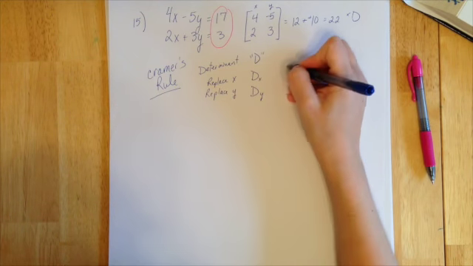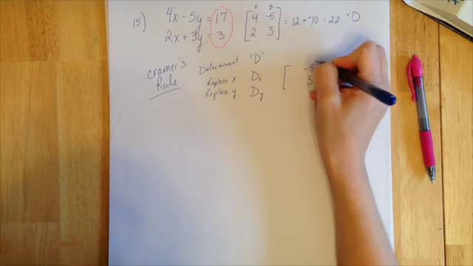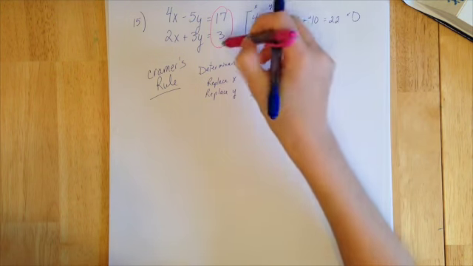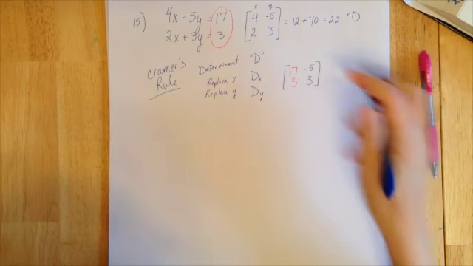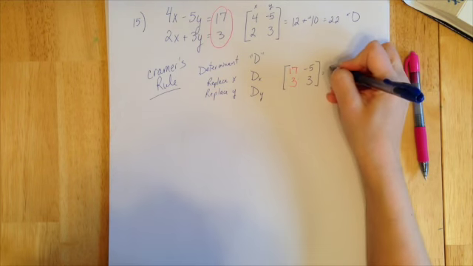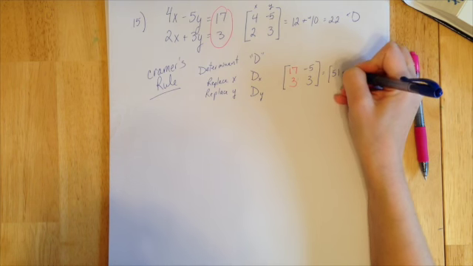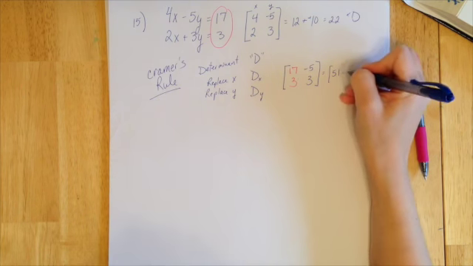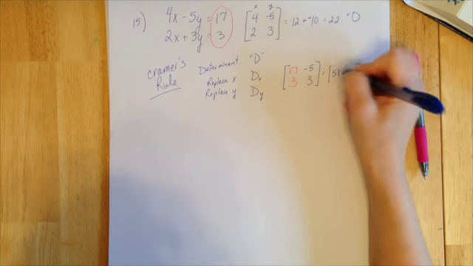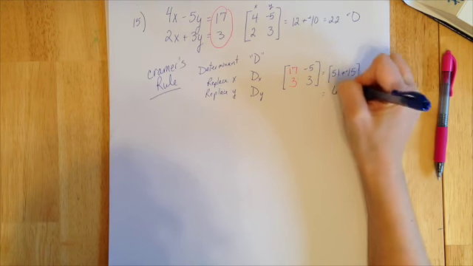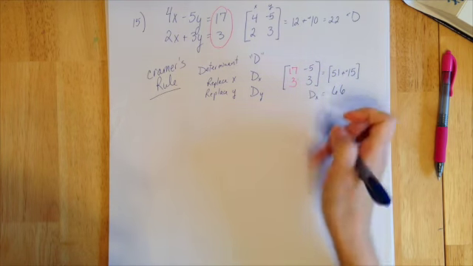Now for Dx, we're going to take our matrix, and this time we're going to rewrite our y's, but we're going to put the answers in for x. Again, our determinant, we're going to take the AD, which is 51, minus BC, which is negative 15. Again, minus minus. So we get 66. This is our D sub x.